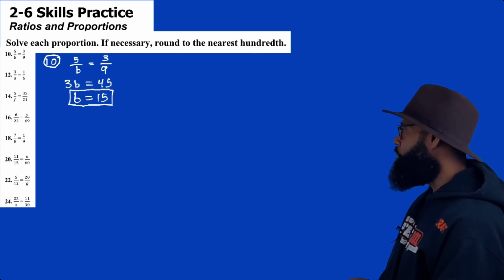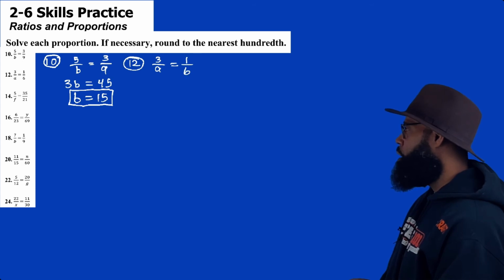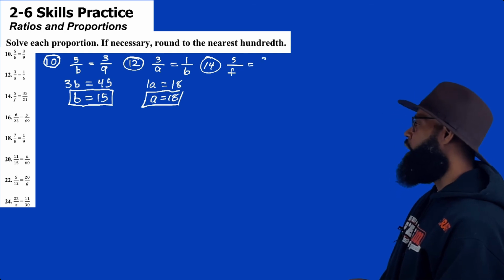5 to B is equal to 3 to 9, and again, cross multiply, so 3 times B and 5 times 9. 3B is equal to 45, so B is equal to 15. And 12, I got 3 to A is equal to 1 to 6. 1 times A, and 3 times 6. And there you go, invisible 1. We are done.